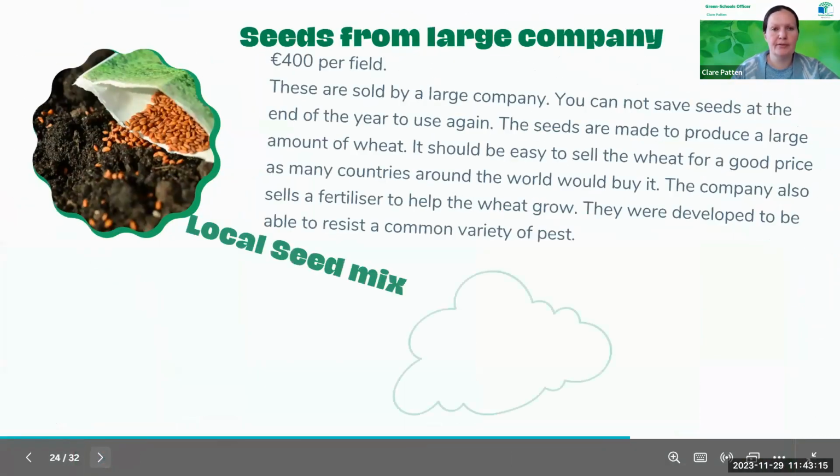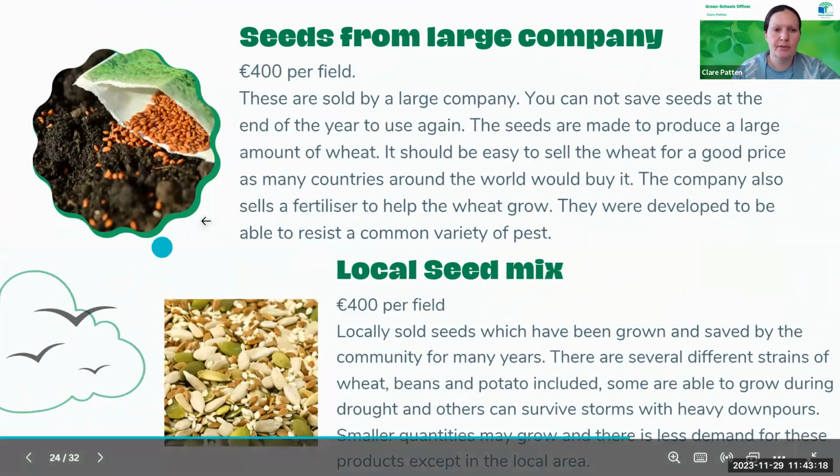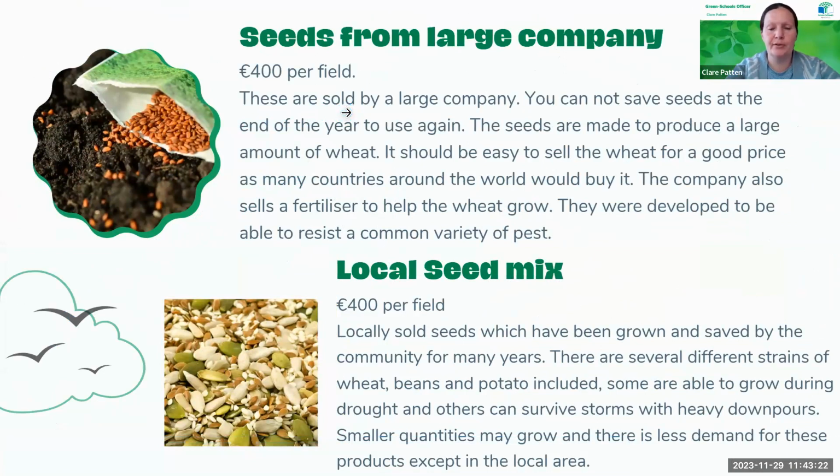Okay, so here are our 2 different kinds of seeds. The first type of seed you can buy are seeds from a big wheat company. These cost €400 for each field. So if you decide you want to only buy this type of seed, you can completely plant both of your fields for €800. These are wheat seeds. Remember we said at the beginning, wheat is one of the most popular things to eat around the world.